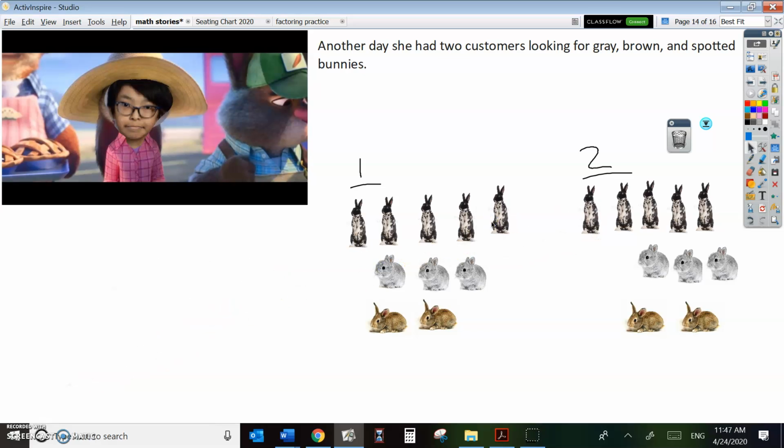Okay, so let's think about the math. Altogether, there are gray, brown, and spotted bunnies. How many gray bunnies were there? Looks like 1, 2, 3, 4, 5, 6 gray bunnies. Plus, how many brown bunnies? 1, 2, 3, 4. And how many spotted bunnies? Looks like 10.